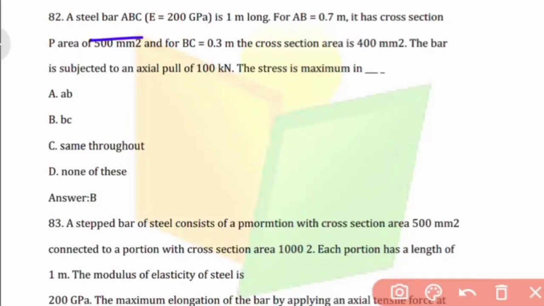The steel bar ABC, E equal to 200 GPa, is 1 m long, with AB equal to 0.7 m. It has a cross section area of 500 mm², and BC equal to 0.3 m has a cross section area of 400 mm². The bar is subjected to an axial pull of 200 kN. The stress is maximum in BC.